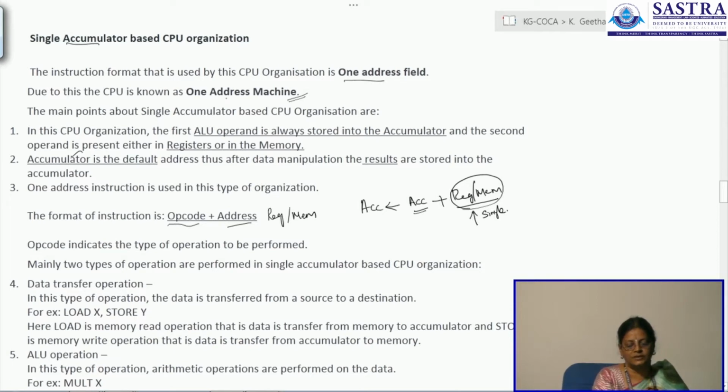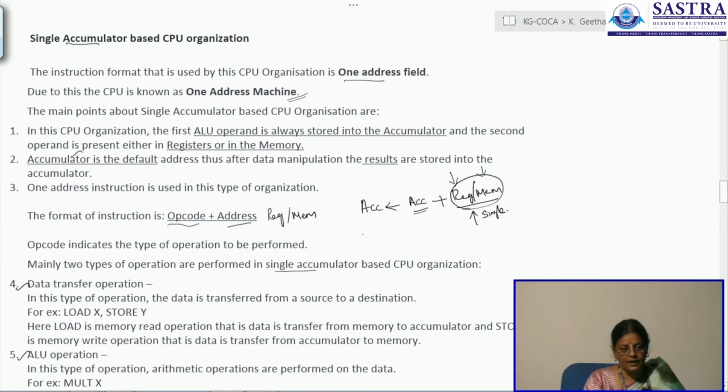Or one address machine. So in accumulator based organization, what we have to remember, accumulator is going to get one operand and the result will be again stored back in the accumulator. So the two types of operation usually performed in single accumulator based CPU organization is the data transfer operation and the ALU operation. So coming to data transfer, as I told here, if you refer one of the operand in register, that register address itself can be given and another operand should be in memory.